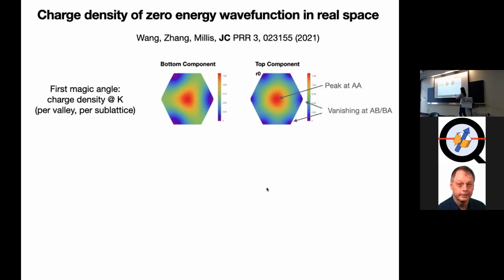Remember, it's a two-component spinor, which means it's localized on one sublattice, but it has weight on the top layer of the bilayer graphene. What we see is that there's a peak in the center and some vanishing points at the corners. These vanishing points are actually exact nodes. We can see this analytically: if we look at the wave function I showed on the previous slide, the quantum Hall and anti-quantum Hall wave functions have zero points, and those zeros are located at these corners. So that's what the charge density looks like.